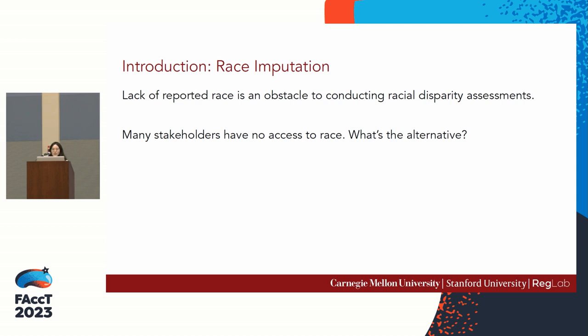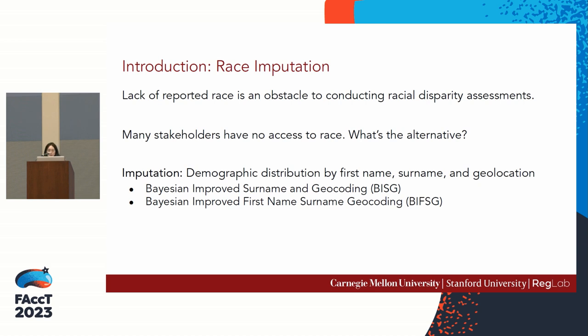So given that there's often no self-reported race in this data set, what's the alternative? One popular alternative is using BISG, or Bayesian Improved Surname Geocoding. This is the current state of the art that people use to impute race. It uses probabilistic priors, first name, surname, and geographic location, and it infers your race based on a naive Bayes calculation. However, this method is known to be subject to statistical bias that can over or underestimate the level of disparity, and it makes a strong independence assumption that's often violated in practice.